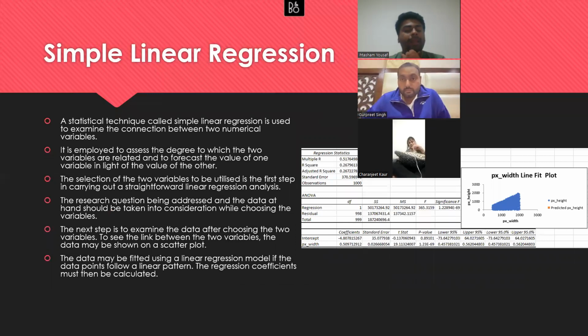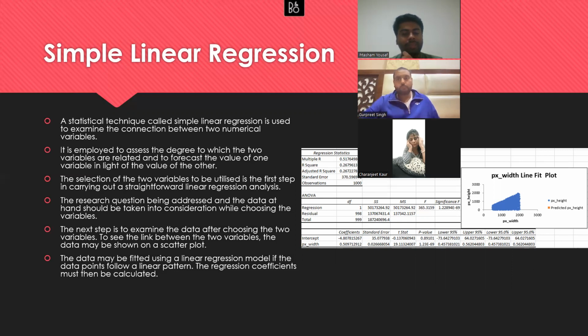So the last slide for my part is simple linear regression. A statistical technique called simple linear regression is used to examine the connection between two numeric variables. It is employed to assess the degree to which the two variables are related and to forecast the value of one variable in light of the value of the other. The selection of the two variables to be utilized is the first step in carrying out a straightforward linear regression analysis. The research question being addressed and the data at hand should be taken into consideration while choosing the variables.